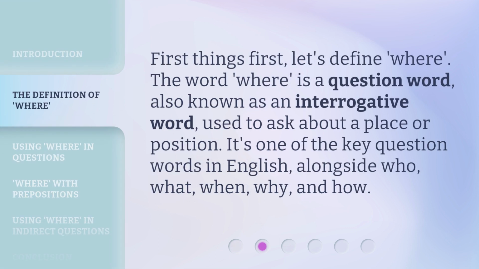First things first, let's define where. The word where is a question word, also known as an interrogative word, used to ask about a place or position. It's one of the key question words in English, alongside who, what, when, why, and how.